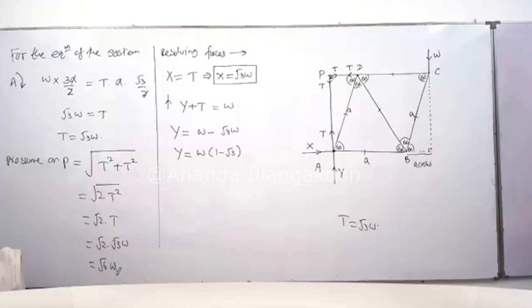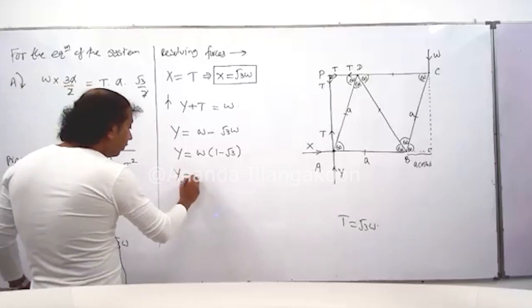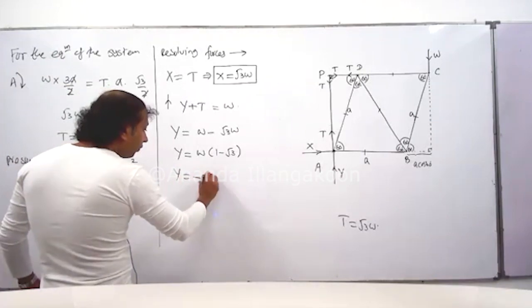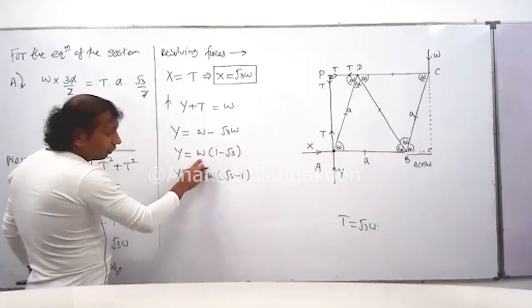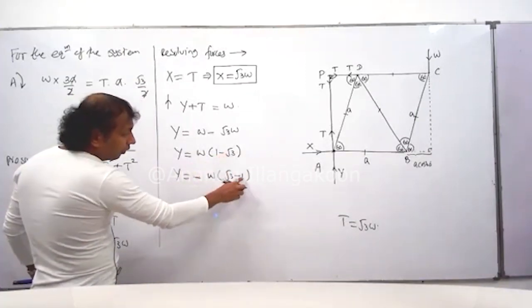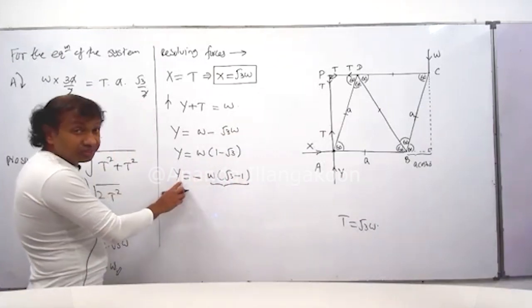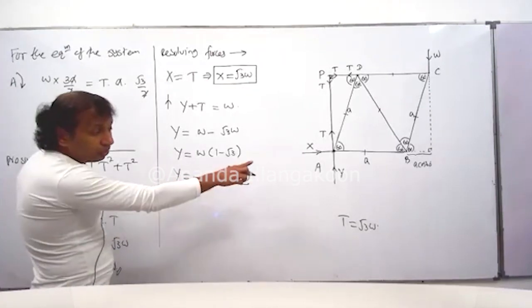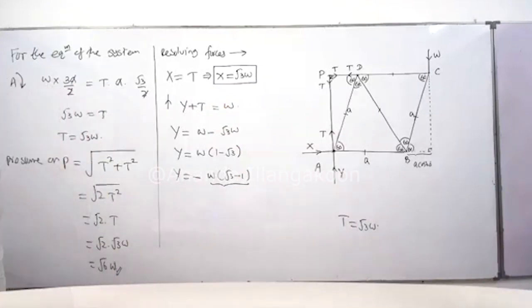Y plus T is equal to W, no? In my case, I have marked Y upwards, no? So then really, Y should be acting downward. Then I can write like this: Y equals minus W times root 3 minus 1. This minus sign I took out. Then minus root 3 will be plus root 3 minus 1, therefore this is positive. Since here we have a minus sign before, Y is negative. Y negative means the direction we have marked upwards should be down.